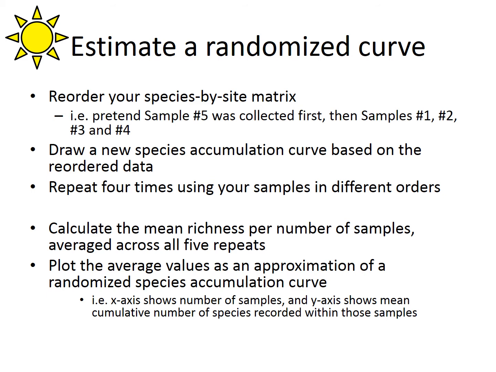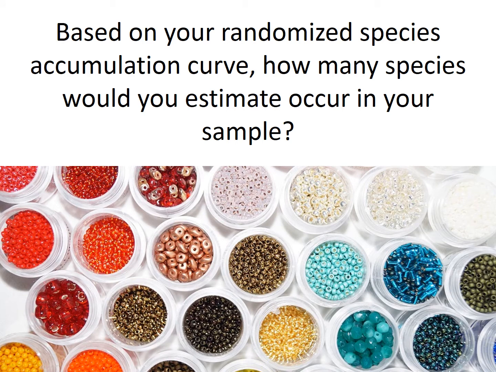Okay, let's move on. So, based on your randomized species accumulation curve, how many species do you think occur in your sample? In other words, how many different types of beads are in that bag? Take a moment to look at your randomized curve, maybe compare it to your original curve from the previous prac, and see how many species you would estimate just visually from that curve occur in your sample. Pause the video here if you need a moment to do this.